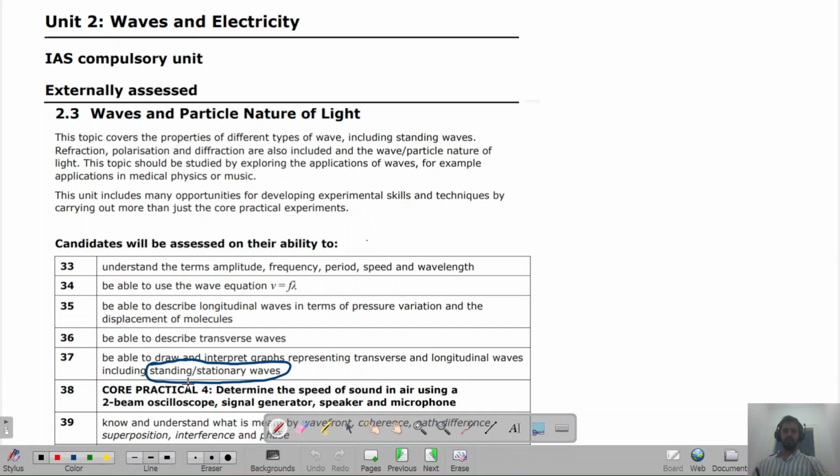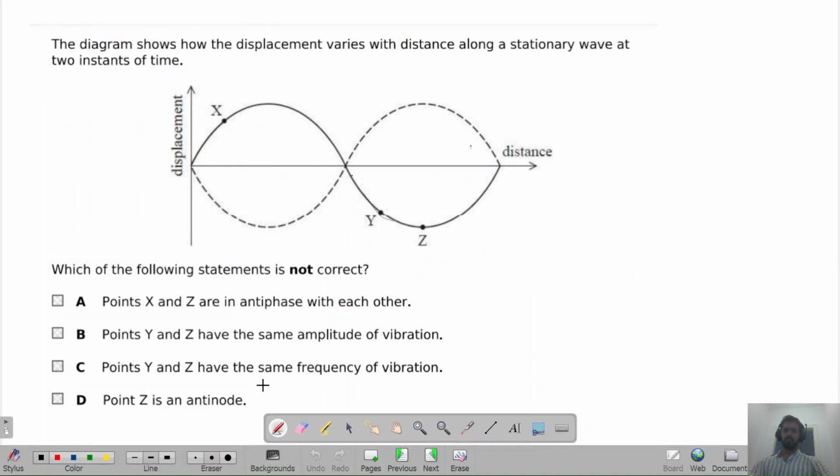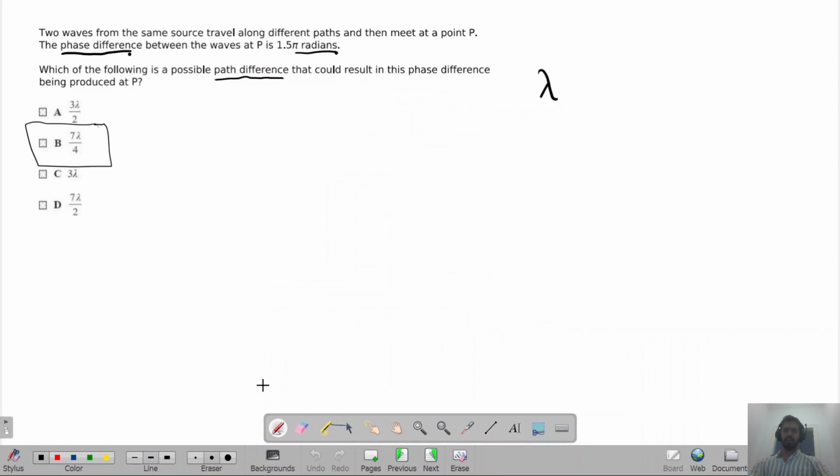Welcome back. In this video, we will solve our second question from the topic standing or stationary waves. Last video, we solved the first question. I would recommend that if you haven't watched that video, go back and solve the first question before solving this one. Because you see, in that question we had to convert radians into phase difference into path difference.